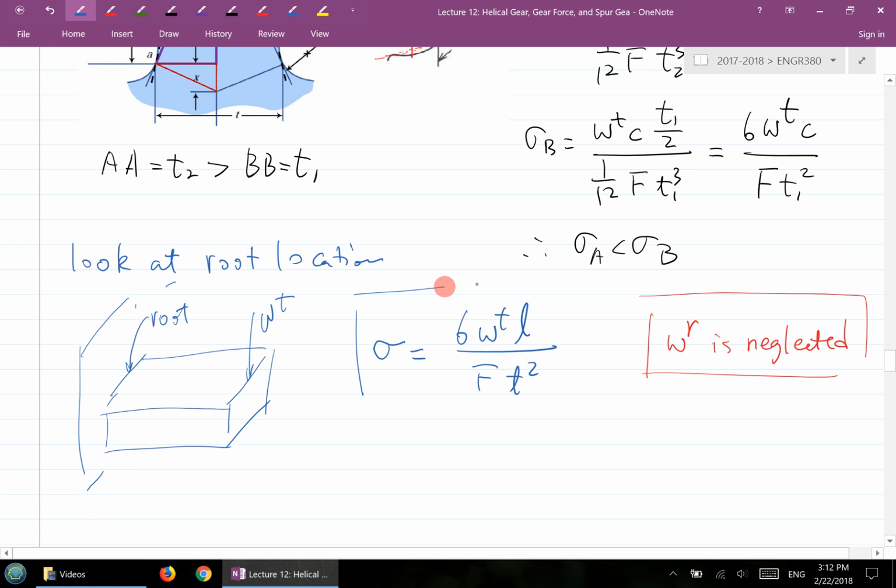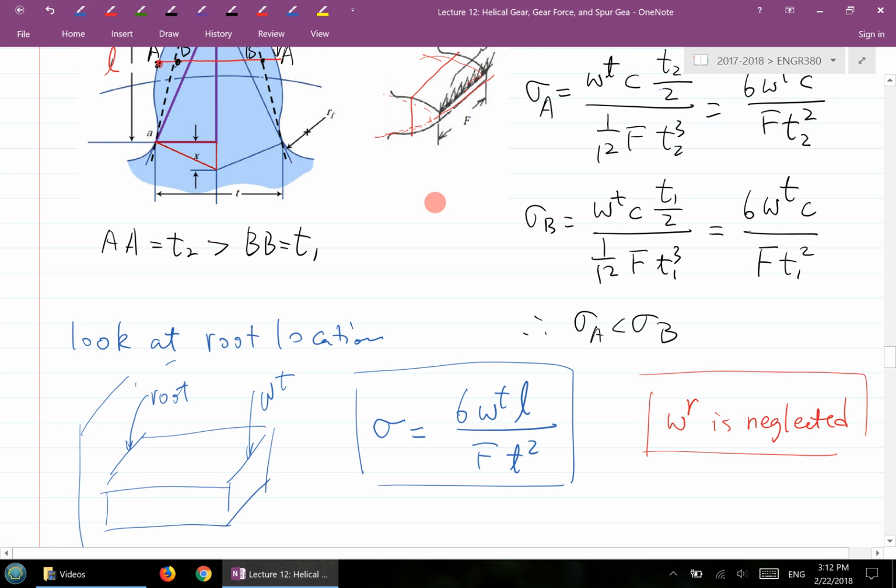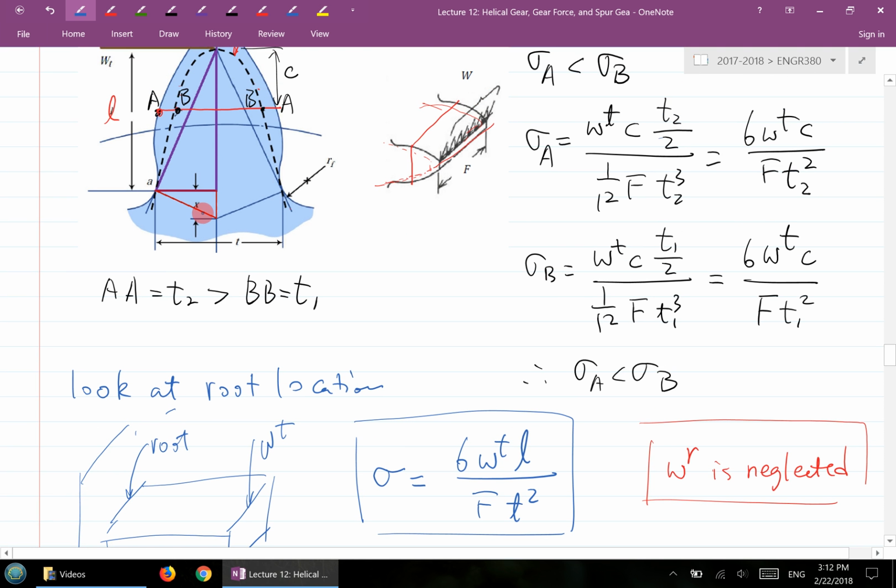Now this is not the final form for the stress. So what happens is Lewis takes into account some parameter here, basically a geometrical form factor, a form parameter. So this is x, how it's defined.